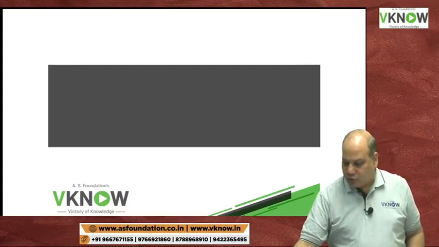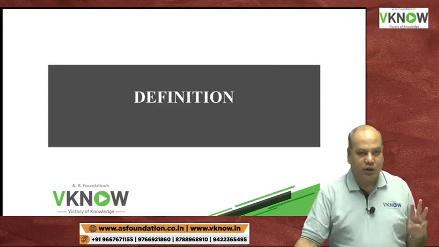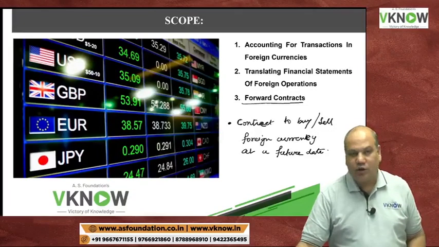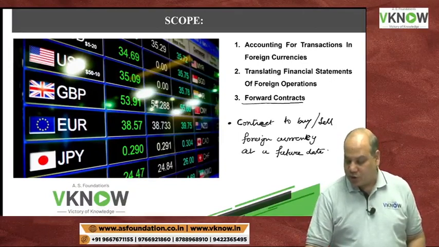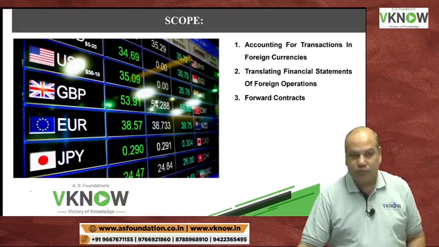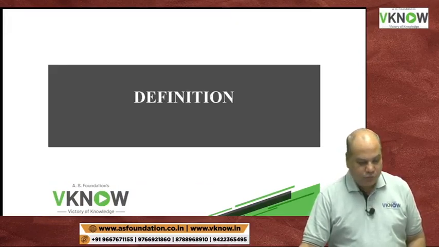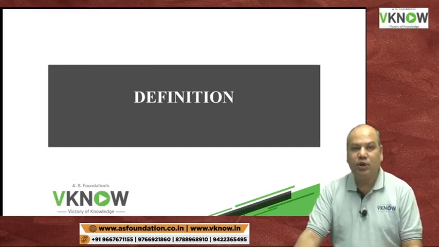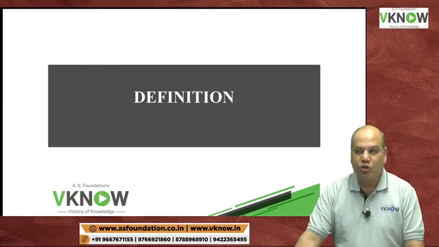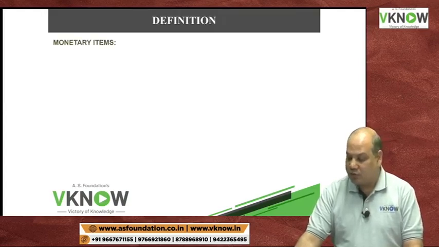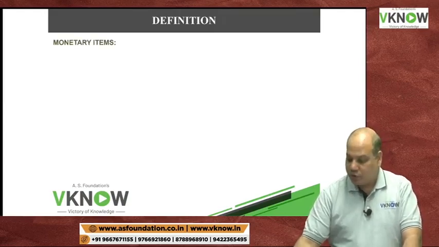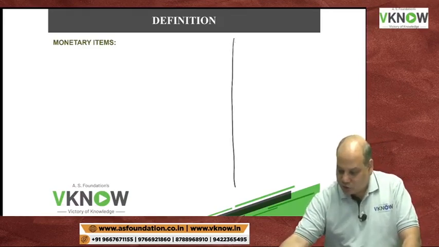Okay. So our topic will cover 3 areas: transactions in foreign currency, translating the financial statement of a foreign operation like branch, subsidiary, associates and joint venture, and then how to account for forward contracts. So before I proceed further, we need to understand some important terms, because this chapter will depend on these terms that we are going to discuss today. So this is, suppose, a balance sheet.